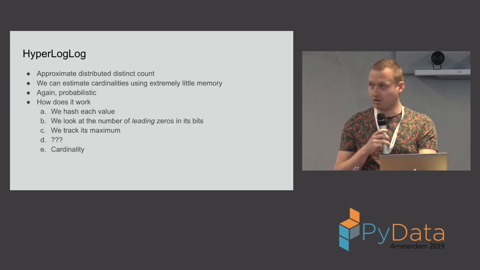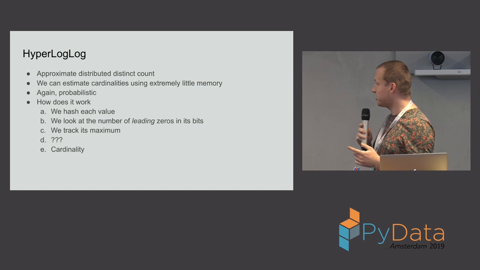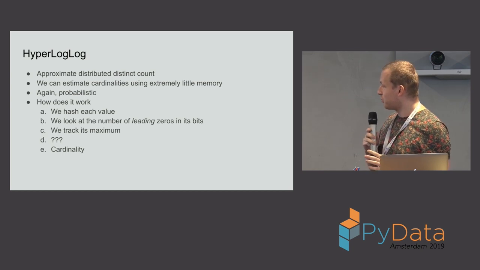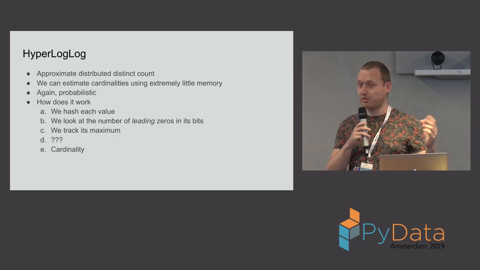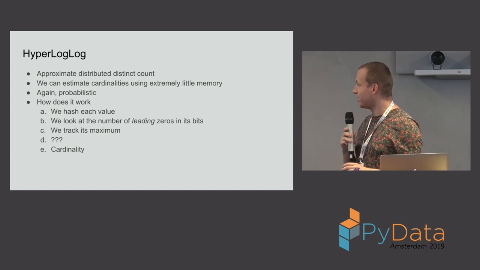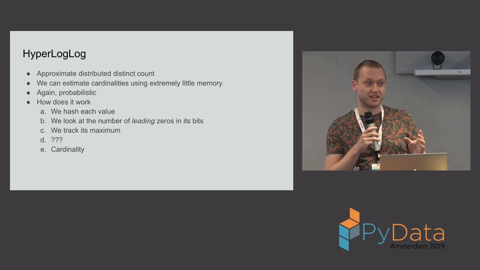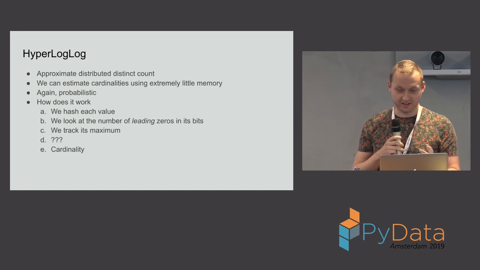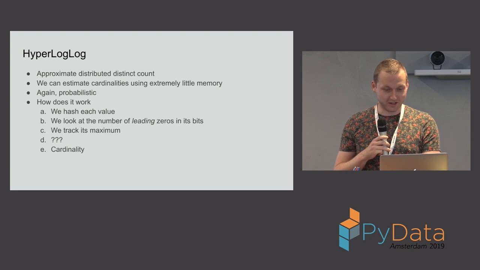Again, it's probabilistic. So how does it work? We hash each value. We look at the number of leading zeros in that byte representation. We track the maximum number of zeros. Then there's some magic that happens, and then we get the cardinality. So what is that magic?